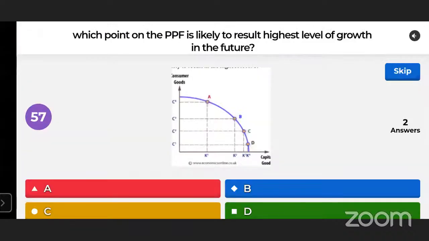Which point on the PPF is likely to result in the highest level of economic growth in the future? There are 4 points, A, B, C, D. Which one is possible for economic growth in the future? It's a very clever question because why I'm posting this one, already you have studied, is to check your pre-knowledge. After that, now I'll continue my lesson. So maximum we'll try to finish it.